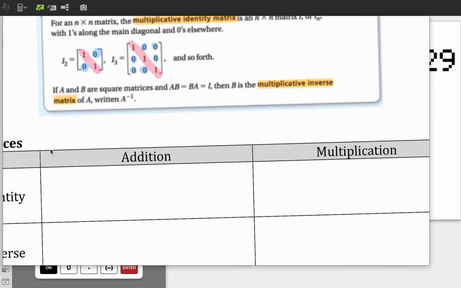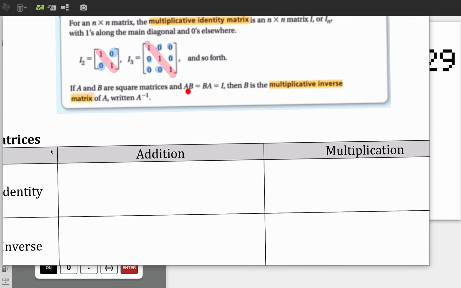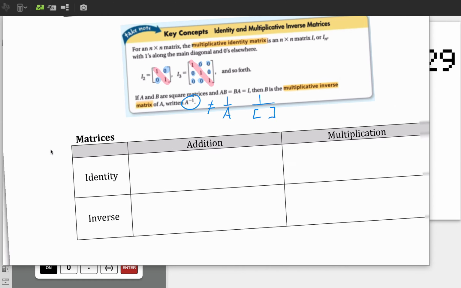If A and B are square matrices, and A times B equals B times A, so you have the commutative property here, and that equals I, then B is the multiplicative inverse matrix, and we can also write that as A to the -1. The -1 there means inverse. Notice what it does not mean. This does not mean 1 over capital A. I'm not taking a matrix and putting it down below. This just means inverse.